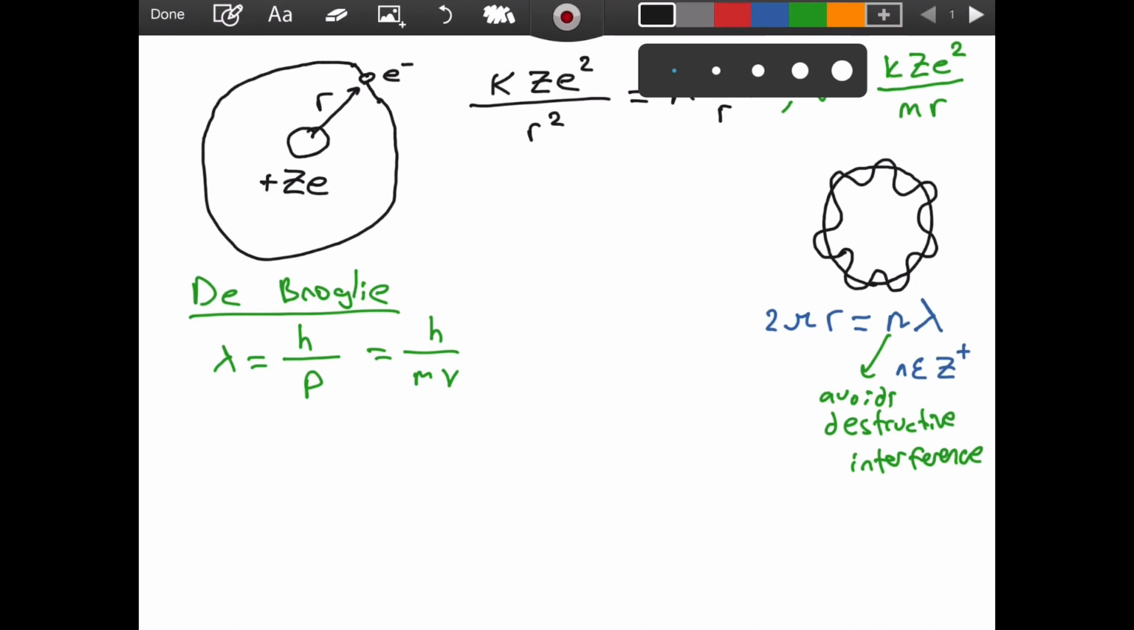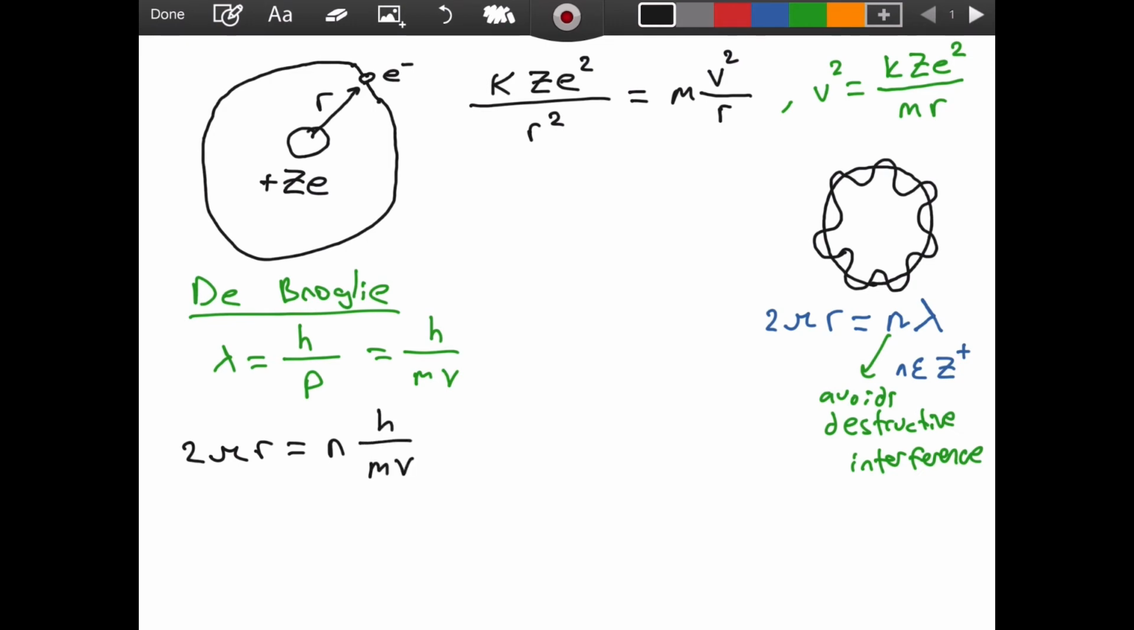So we got this. And what do I want to do now? Well, I want to substitute for lambda here. Okay, so let's do that. Let's do it with black again. We have 2 pi r is equal to n, but instead of lambda this time, I am going to write h divided by mass times the velocity, and this part comes from de Broglie's hypothesis. So thank you very much, de Broglie. And okay, how does this help us?